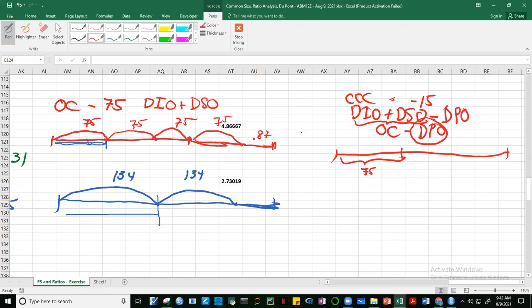90 days, po. Yes, thank you. Ano ibig sabihin ng DPO, guys? Kailan magbabayad tayo sa supplier? 90 days. Lalagyan ko lang ng blue line dito, no? 90 days. So this is our DPO.